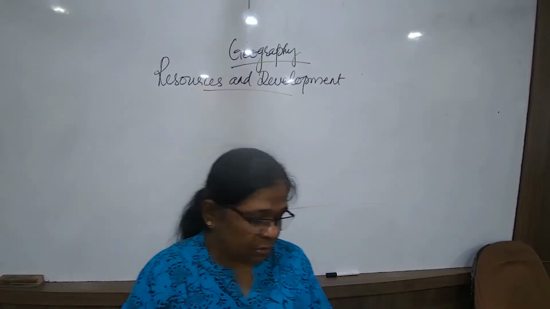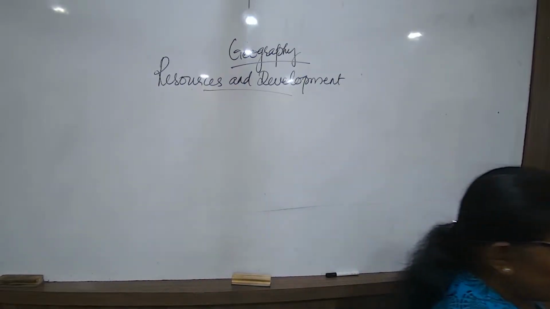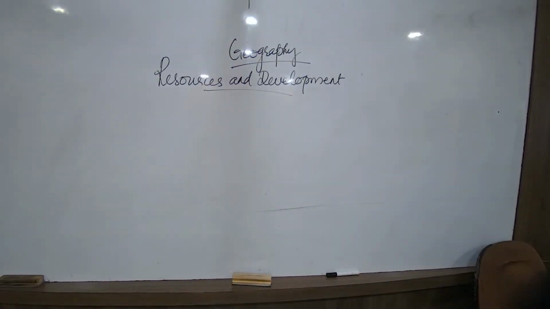Okay, so we have learned some of the aspects about it. What is resources? Then we have learned why resource planning is to be done. Then the indiscriminate use of resources causes some problems. So resource development has to be done. Resource planning was finished.